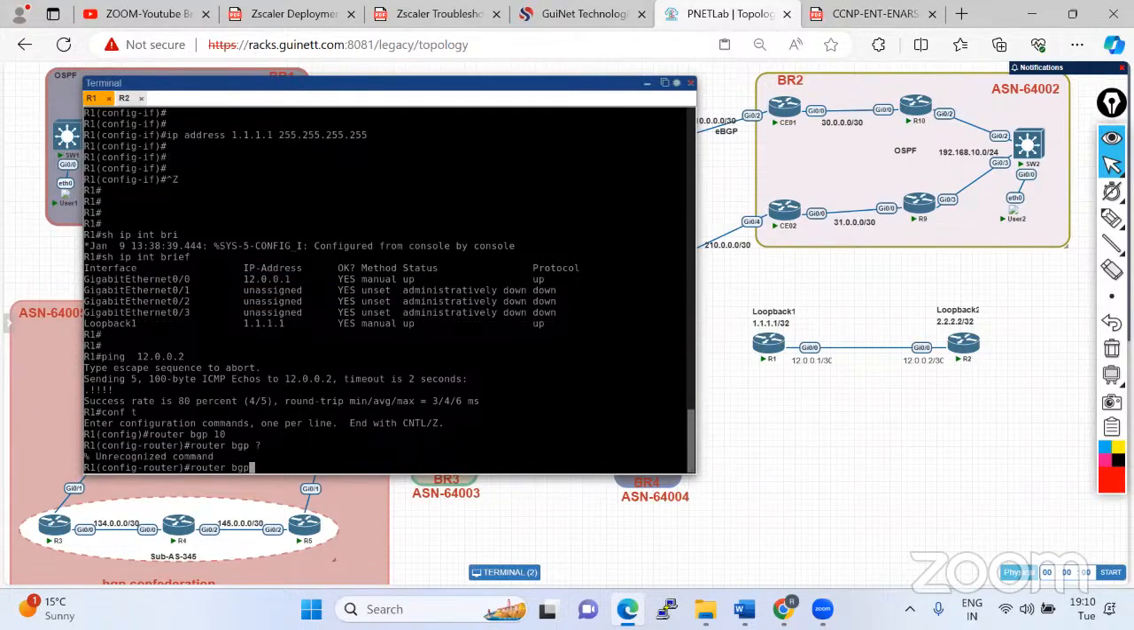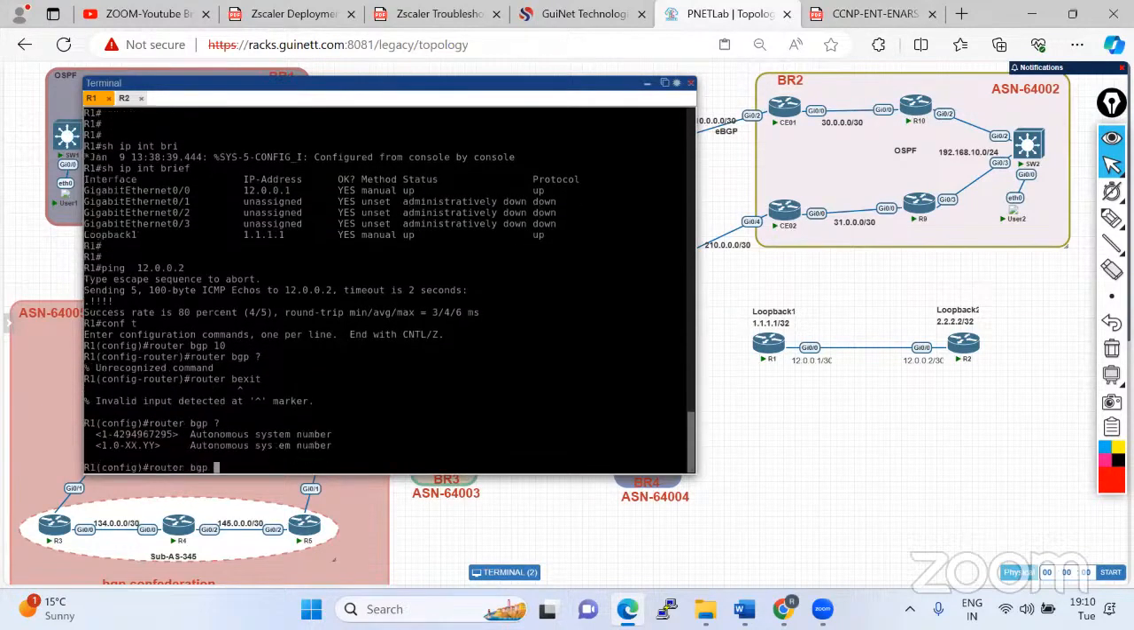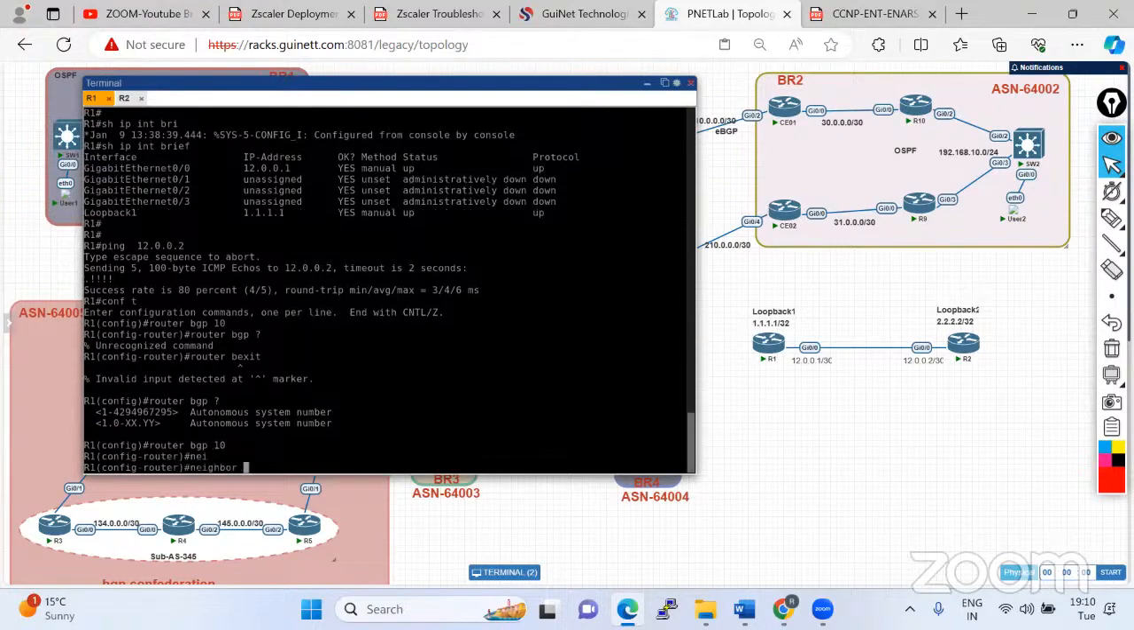So we go in the configuration. Let me show you. So router BGP, and you have to define the AS number. Without an AS number, you cannot do it. This is the extended 4 byte, and this is a 2 byte. So I can use the AS number 10 here. And neighbor, I can define the neighbor IP.